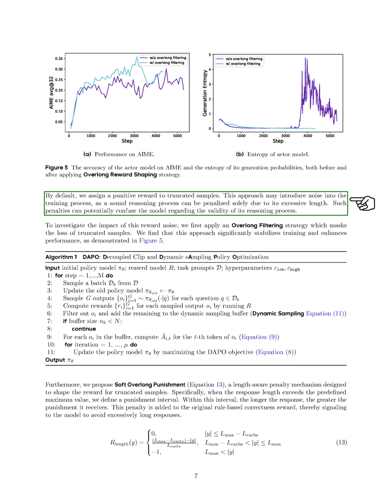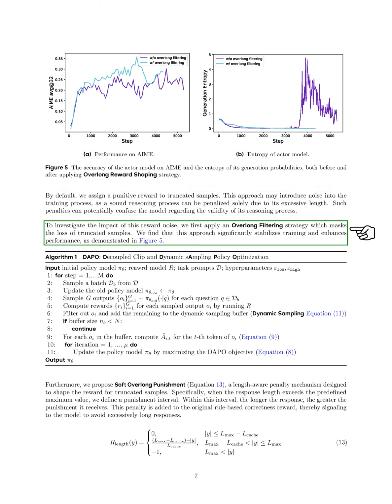By default, we penalize truncated samples, which can confuse the model, as valid reasoning may be unfairly punished for being too long. To address this, we implemented an overlong filtering strategy that masks the loss from truncated samples, leading to more stable training and improved performance.